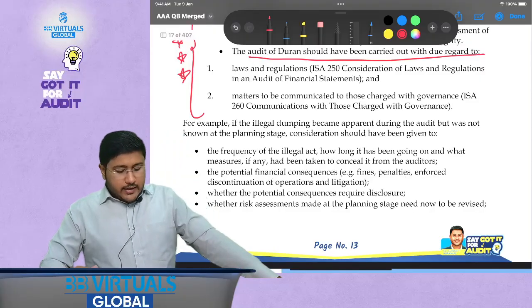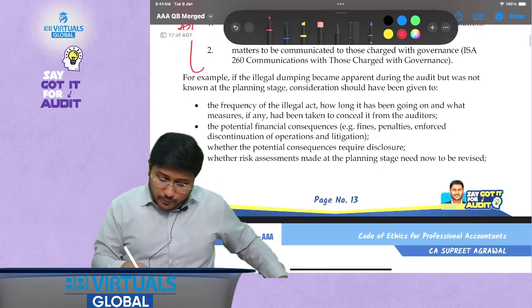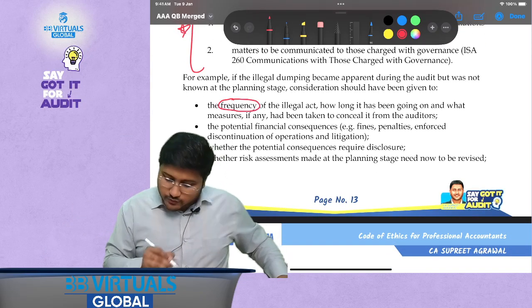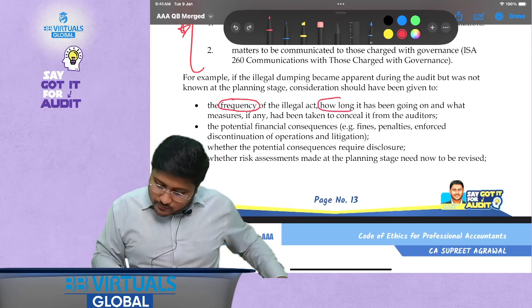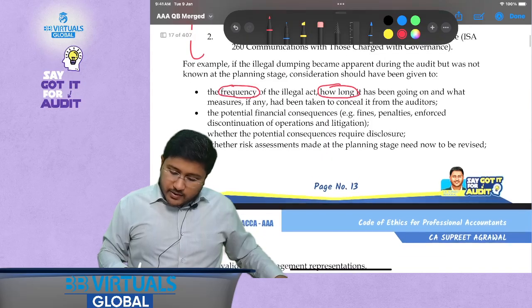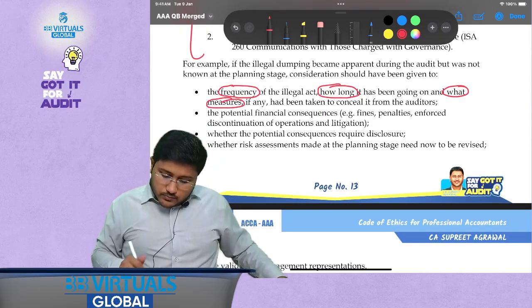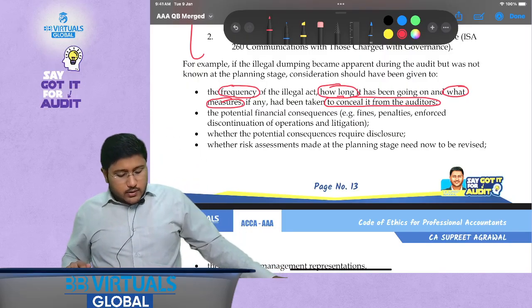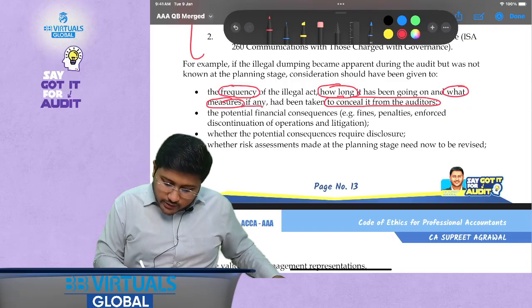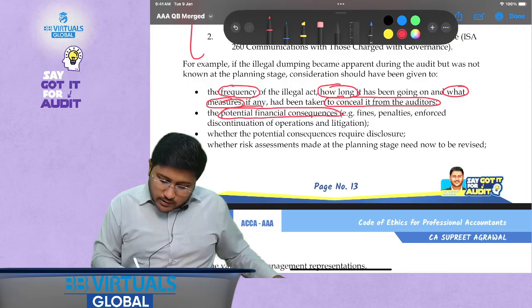Now, for example, if the illegal dumping became apparent during the audit but was not known at the planning stage, consideration should have been given to the frequency of the illegal act. What is the frequency? If it is new information, how long has it been going on? What measures, if any, had been taken? Now, to conceal it from the auditors, to hide it, there are potential financial consequences like fines, penalties, etc. Whether the potential consequence requires disclosure.